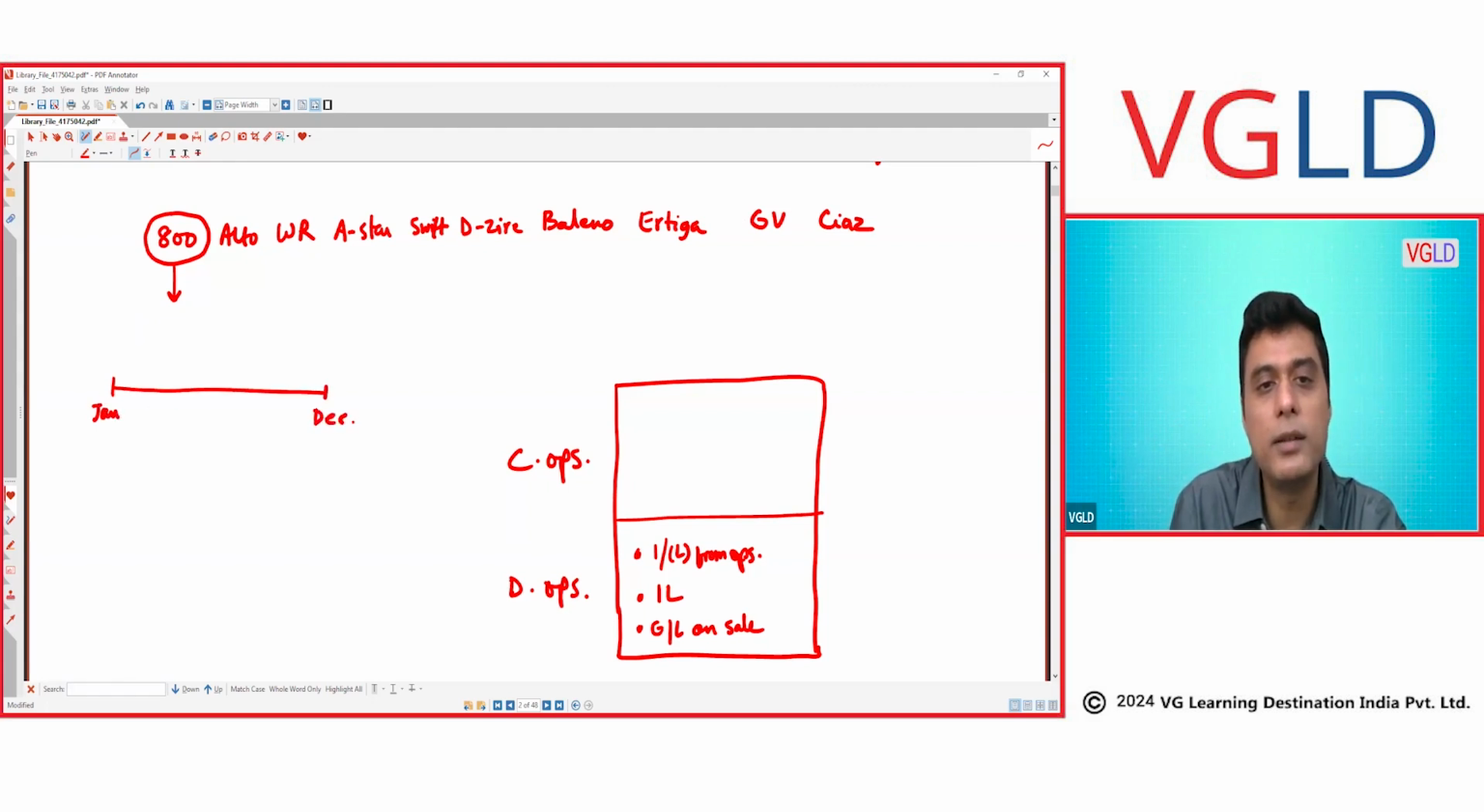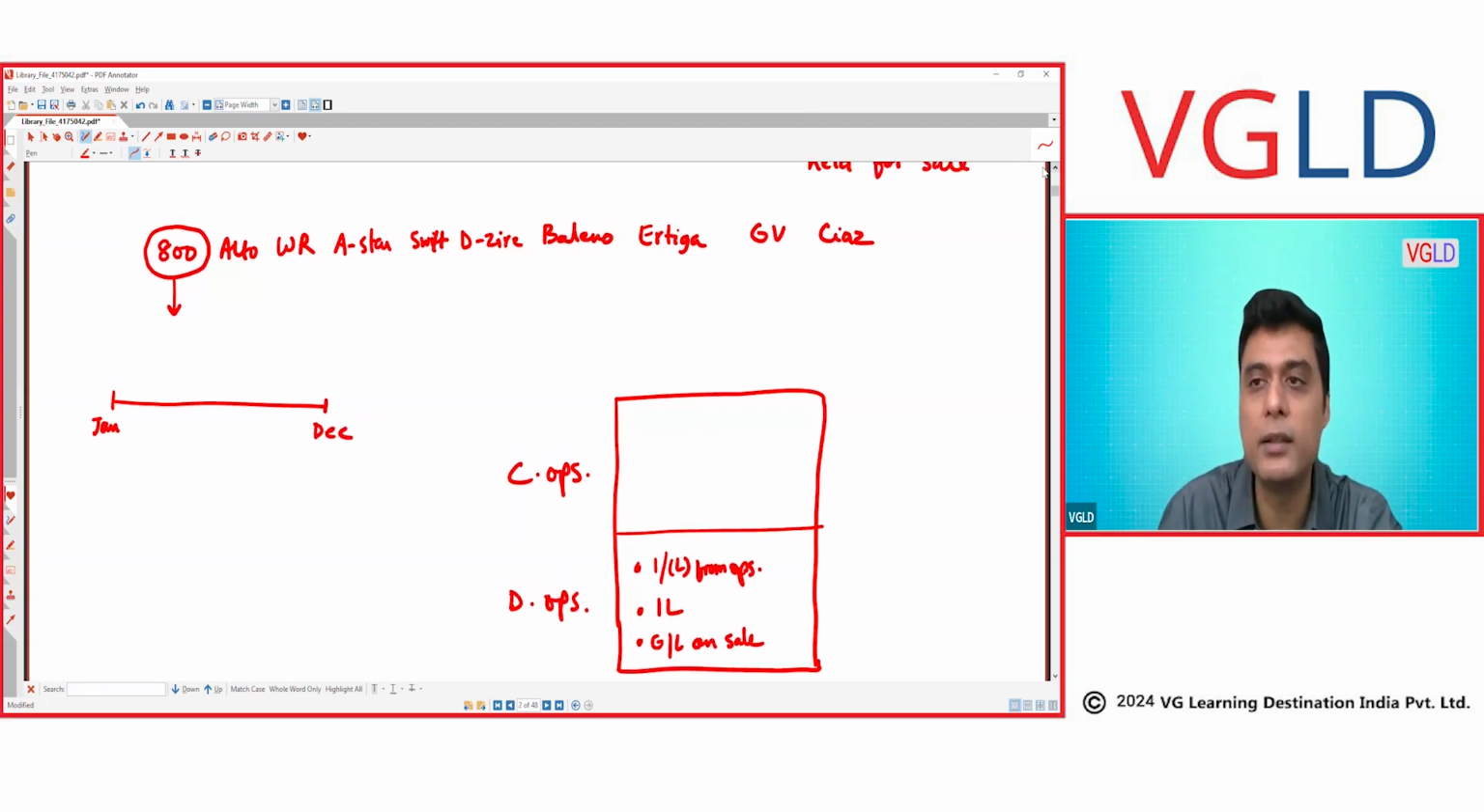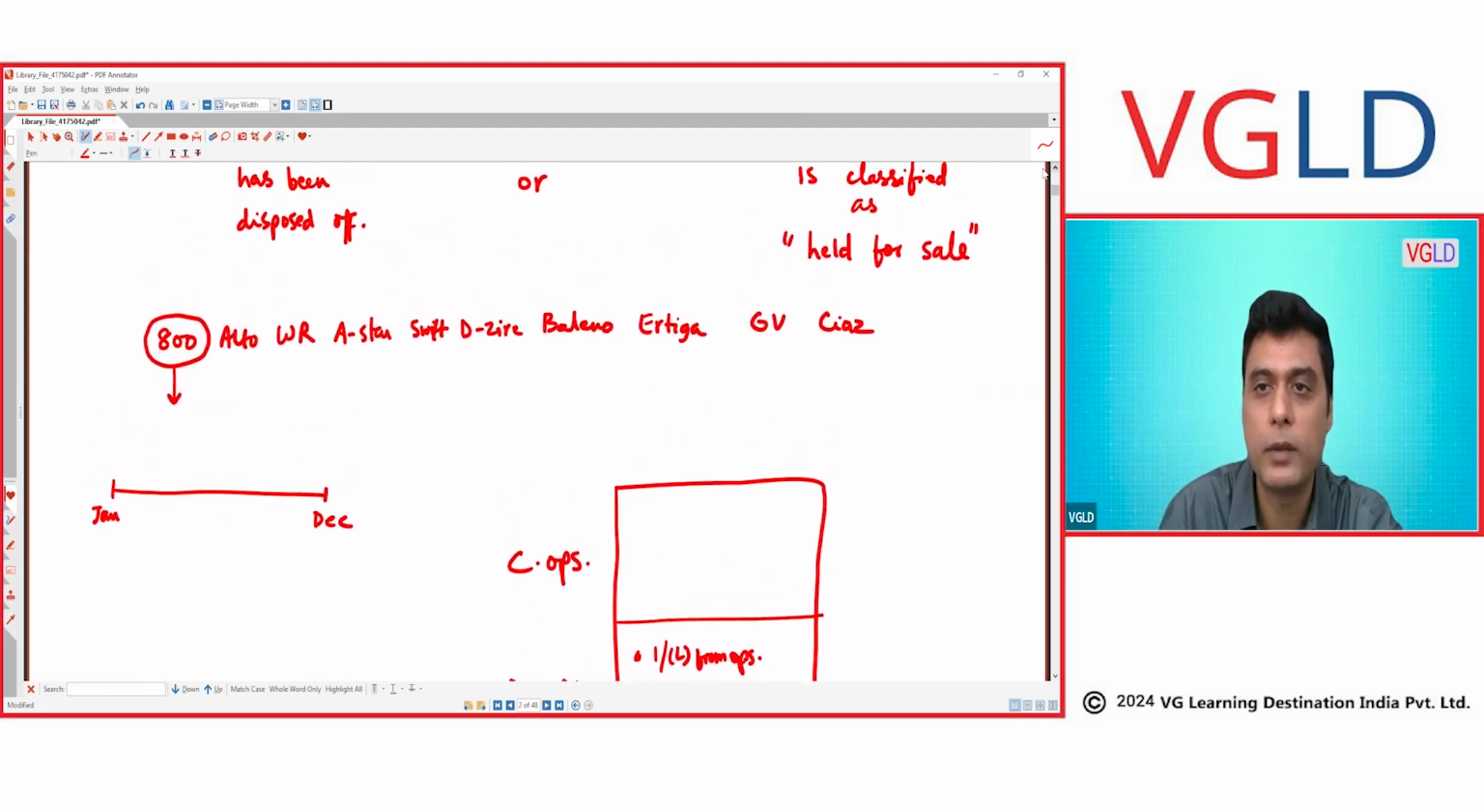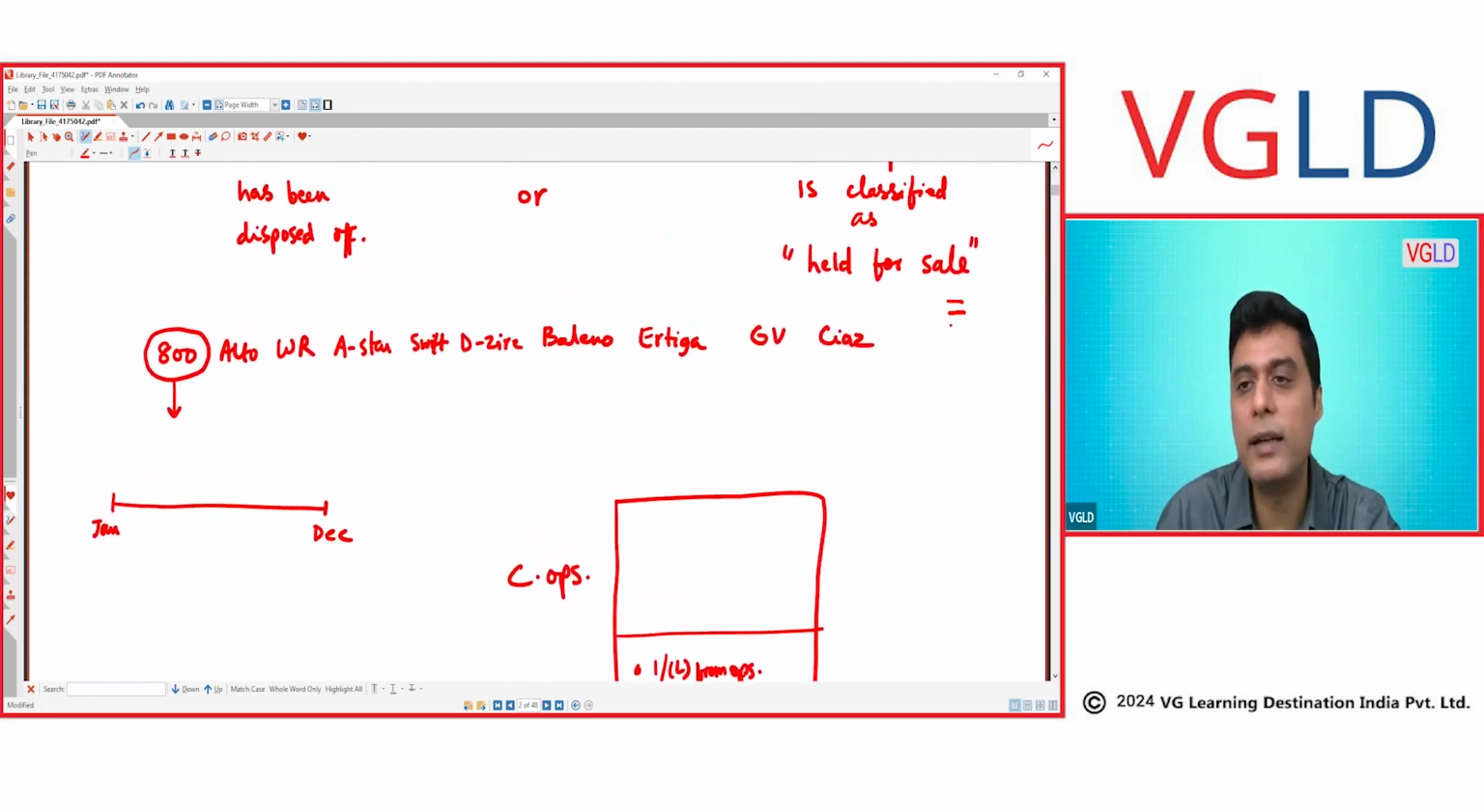January to December is the year. Classified as held for sale means certain criteria have to be met. There are five to six criteria that need to be met. Again, those criteria are not given in your book, so don't worry about the criteria.